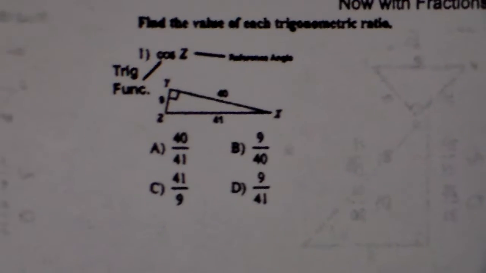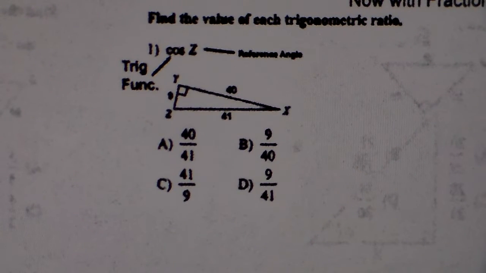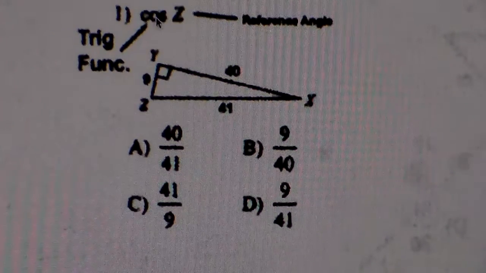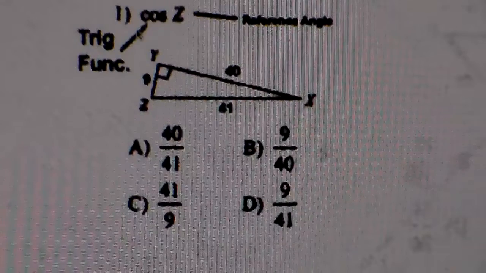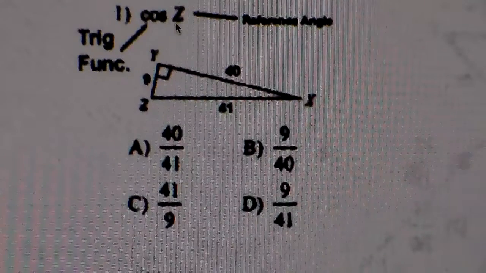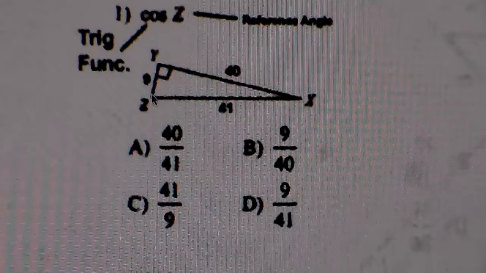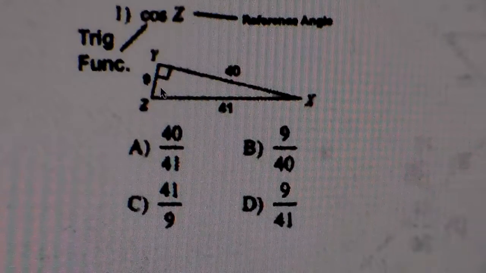Now let's apply this to some ratio stuff. Find the values of each trigonometric ratio. Zoom in. We can see cosine of z. Cosine is the trig function. Z refers to the angle that we're starting from. So we're starting from the z angle, right here. This is our reference angle where my mouse is.